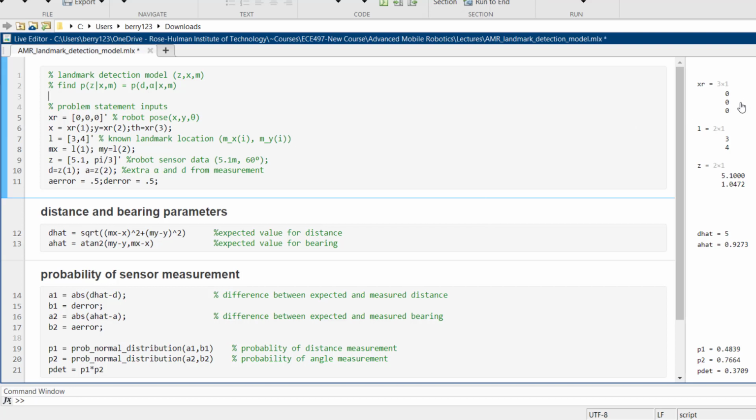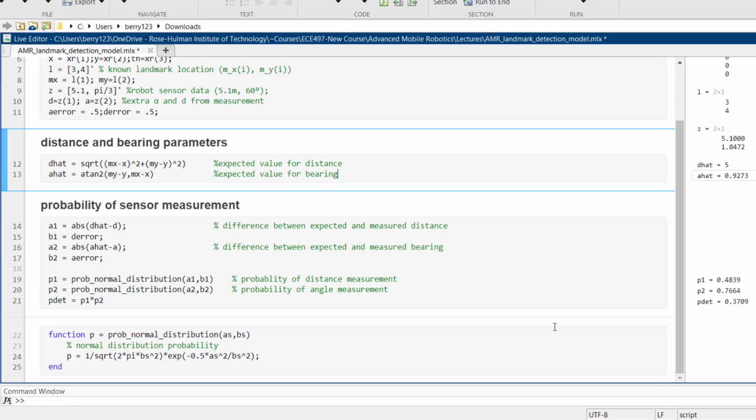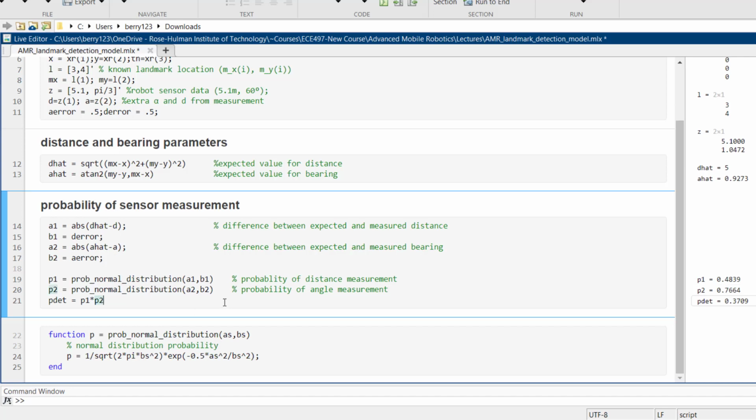And over here, we print out the robot pose, the landmark position, as well as the sensor data, 5.1, 1.0472. Then for our distance and bearing parameters, d hat and alpha hat, we run that section, and we see that d hat is 5 and alpha hat is 0.9273. These are going to be compared to the sensor data up here, 5.1, 1.0472. And then for the probability down here, we calculate d hat minus d and alpha hat minus alpha. And then we have d error and alpha error as our standard deviation. And then we send it through our normal distribution.